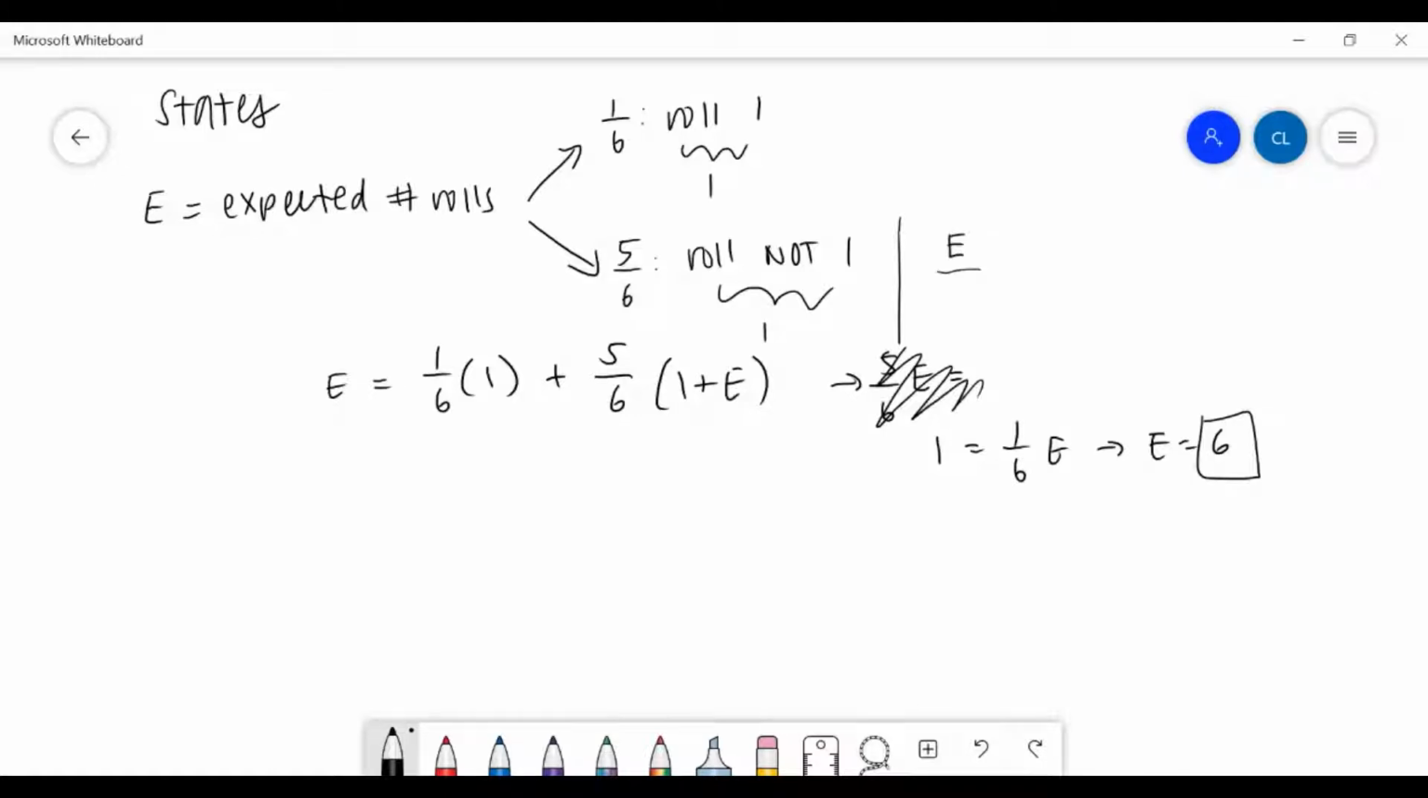So in this problem, there's pretty much only one state, which is the one that we start at. Most problems are not going to only have one state. This was just a simple example. So the next one, I'm going to erase.